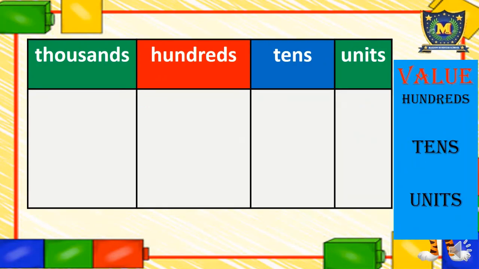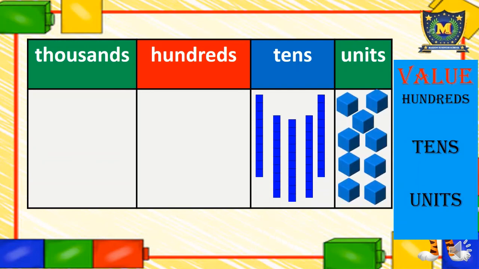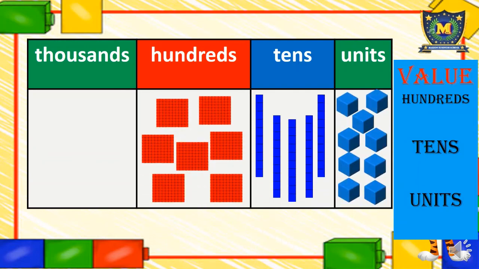Okay, last example, last one. Set. Okay, let's begin with units. Now, how many units do we have here? If your answer is 9, then you're right. How about the rods on the tens place? Yes, you're right. It's 5. How about flats on the hundreds place? Amazing. It's 7.